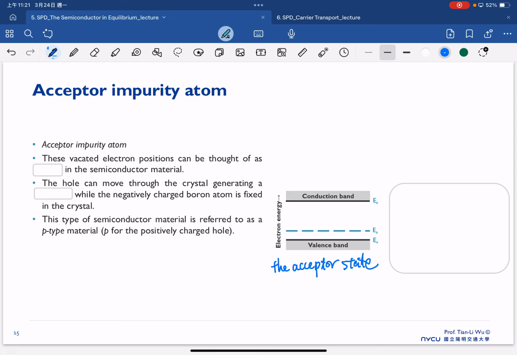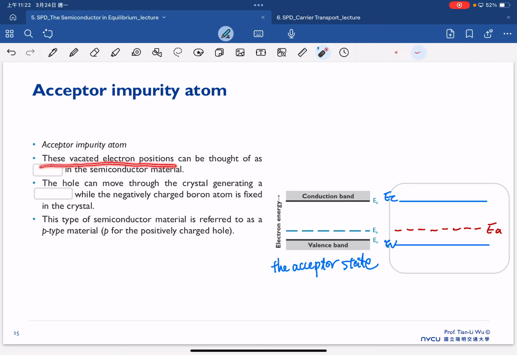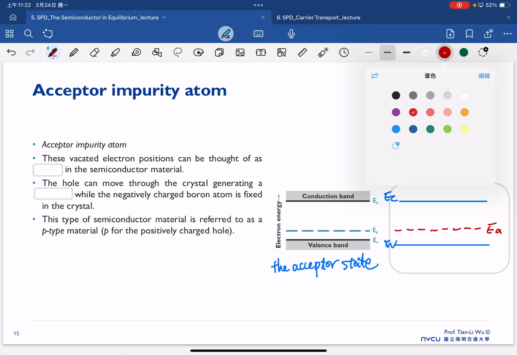So in this case, we have the EC and EV here, and we have the acceptor state here, EA. And in the case of the acceptor state, these electron positions can be thought of as holes in the semiconductor material.